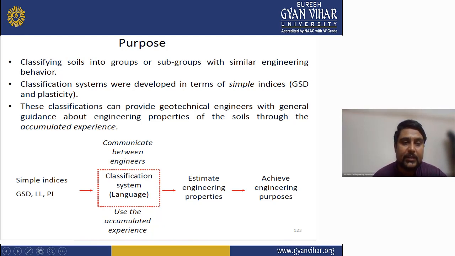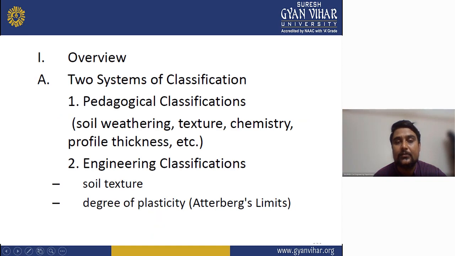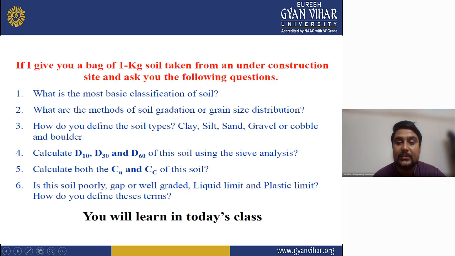A question is given here. If I give you a bag of 1 kg soil taken from an under-construction site and ask you the following questions: What is the most basic classification of soil? What are the methods of soil gradation and grain size distribution? How do you define the soil types: clay, silt, sand, gravel, cobble, and boulders? Calculate D10, D30, and D60 for this soil, and calculate both Cu and Cc of the soil. Is this soil poorly graded, gap graded, or well graded? Liquid limit, plastic limit: how do you define these terms?